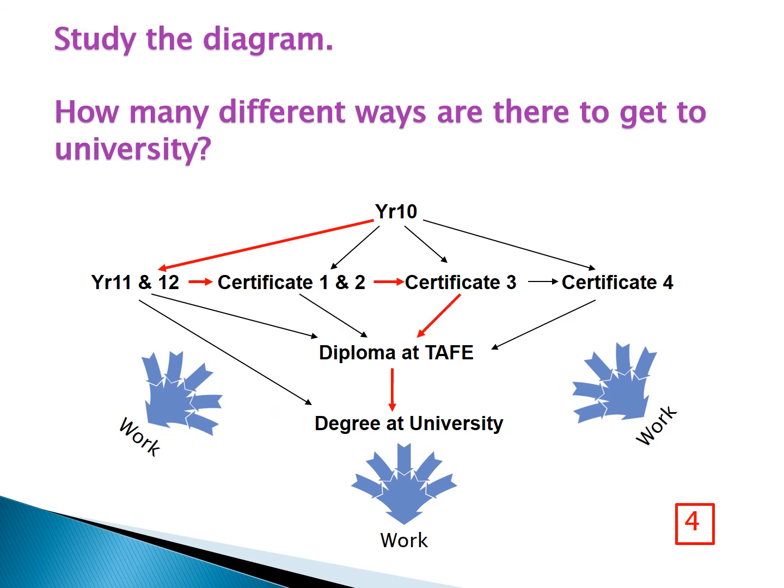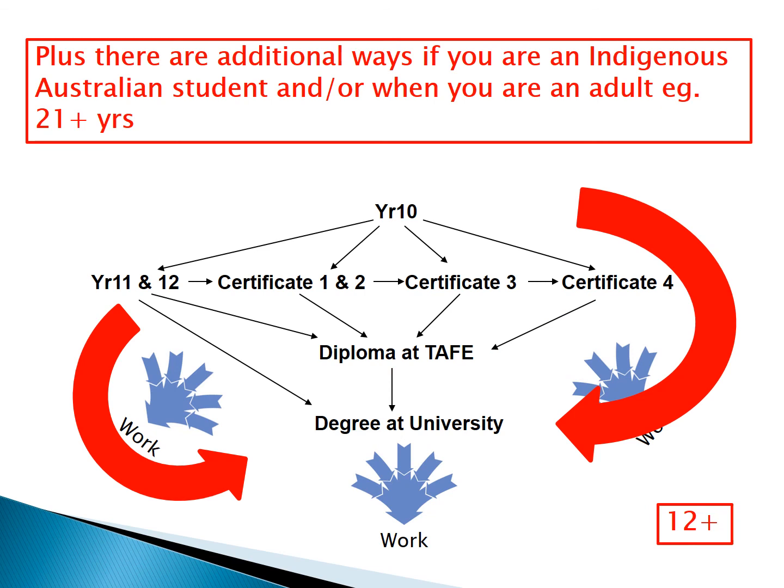Number 3, 4, 5, and even if you're an adult, there are other pathways, and there might even be other pathways if you're an Indigenous Australian student.